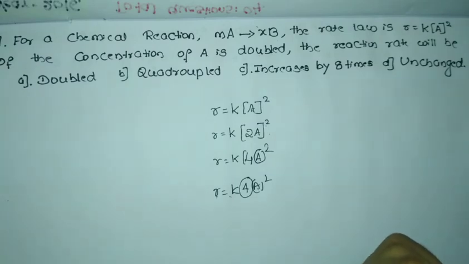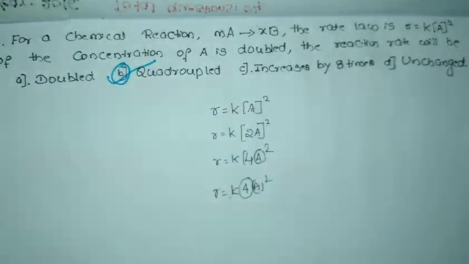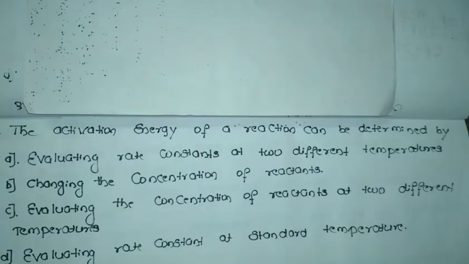So 4 times the rate of the reaction increases. We know that the rate of a reaction is directly proportional to the concentration of a reactant. So the answer here is option B, which is correct. So this is again 2016. So the next question is the fourth question from the 2016 paper.